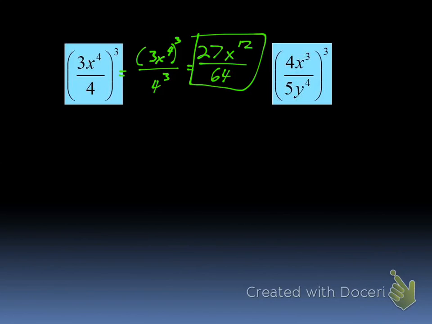So this one here, we're going to cube top and cube bottom again, except what's different about this one? How many terms do we have in each one?